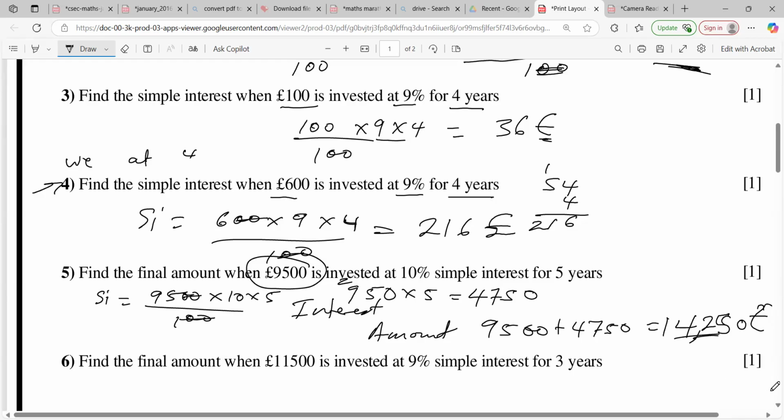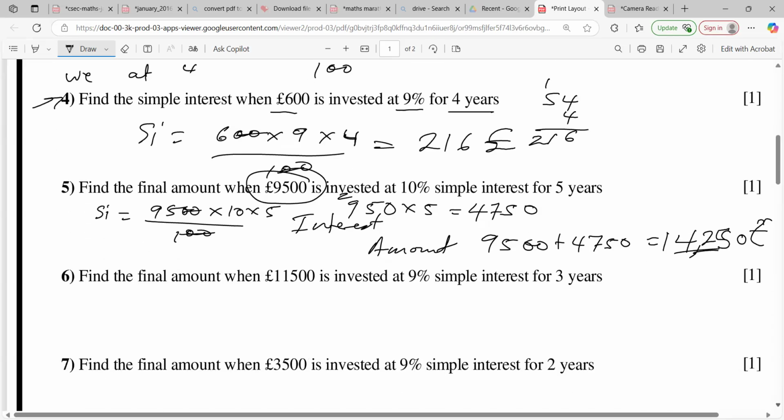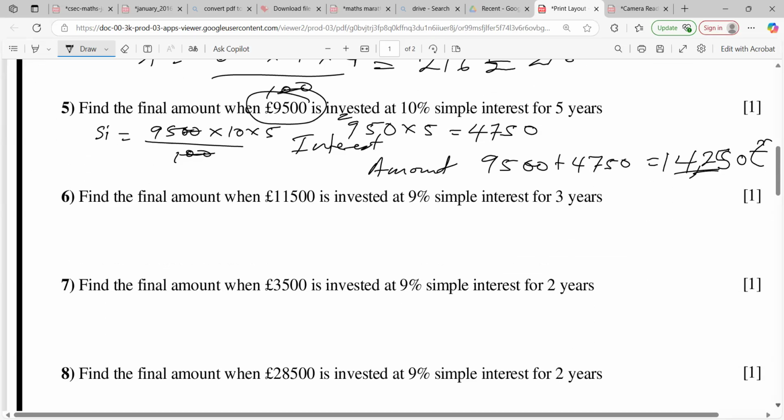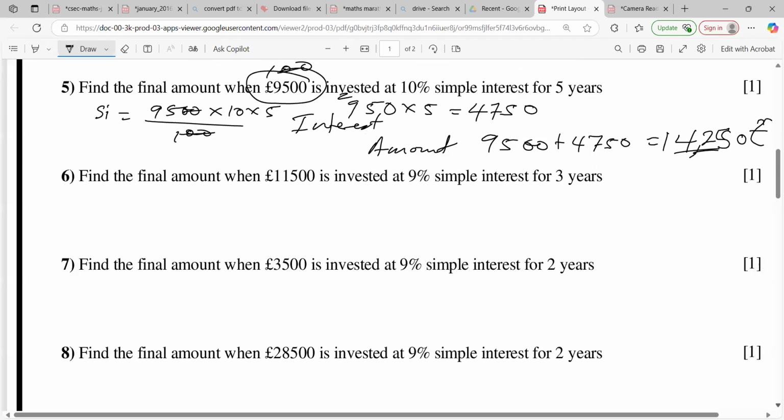Now let's move on to number 6 and 7. If we could do all 10, guys, it would be awesome. I know some people will finish. So we're up to 8 now. We have 22 minutes. Yeah, we can do it. Pause the video.